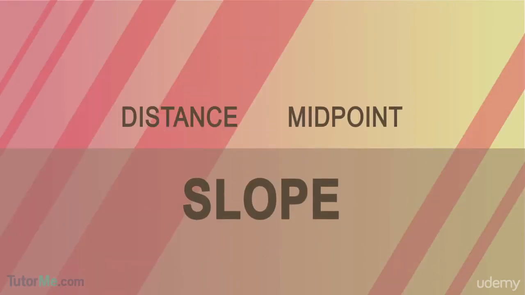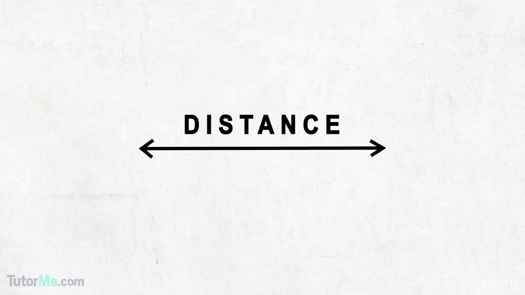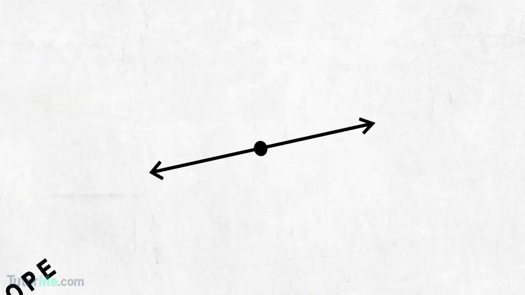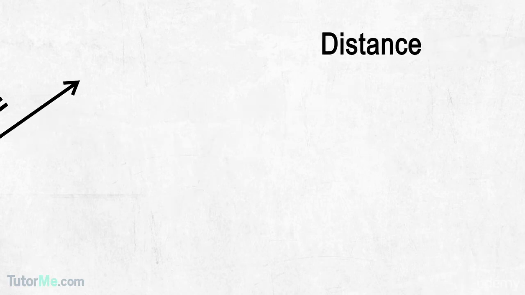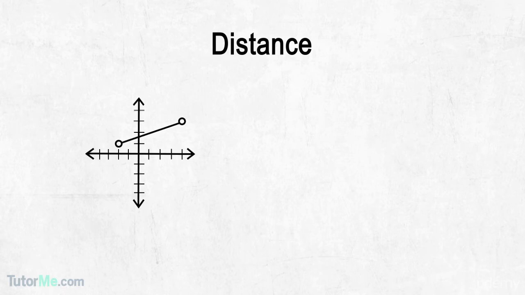Distance, midpoint, and slope. Distance, midpoint, and slope are three equations you'll need to master for the coordinate geometry questions on the GRE. Let's start with distance. Distance simply describes how long a line is.